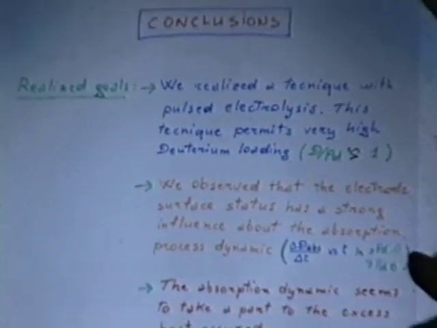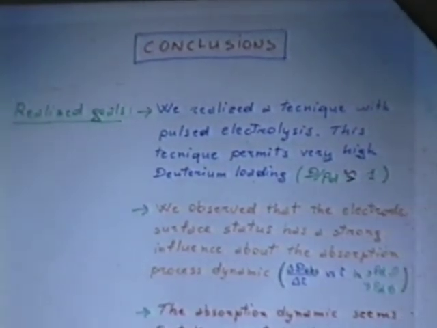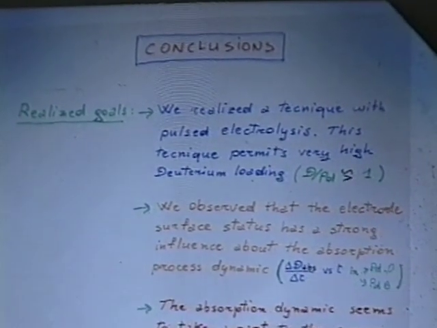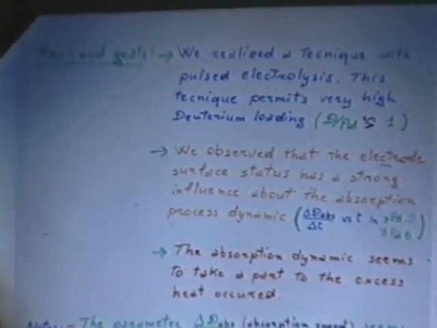Conclusion. What were our goals? To realize a technique with pulse electrolysis, to check if this technique works. It works. We observe the electrode surface status, and we observe the influence of the surface on these dynamics.